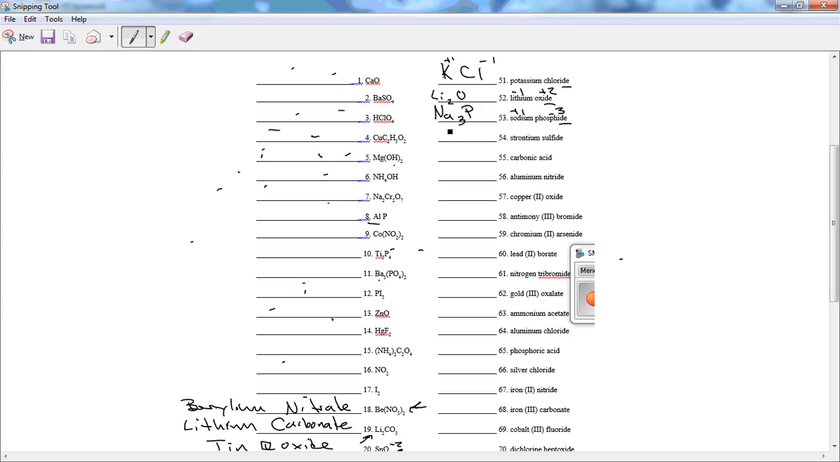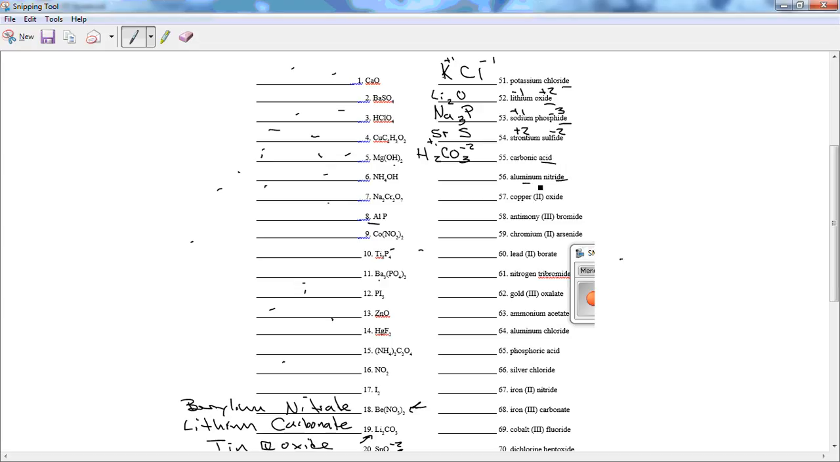Strontium sulfide, we're still there. Sr, that's a plus 2. Sulfide, minus 2, so I just put my SrS, and I'm done. Carbonic acid, so this is an acid, so that means it starts with an H. Carbonic comes from carbonate, which is CO3 minus 2, plus 1, drop and swap, H2CO3.